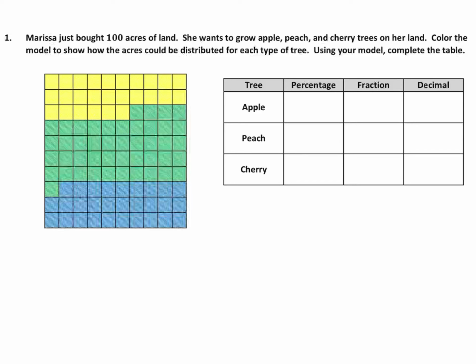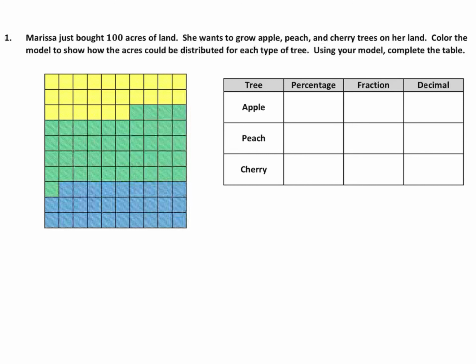Bought 100 acres of land. This is a 10 by 10 grid, so there are 100 boxes in it. It says she wants to grow apple, peach, and cherry trees on her land. Color the model to show how the acres could be distributed for each type of tree.